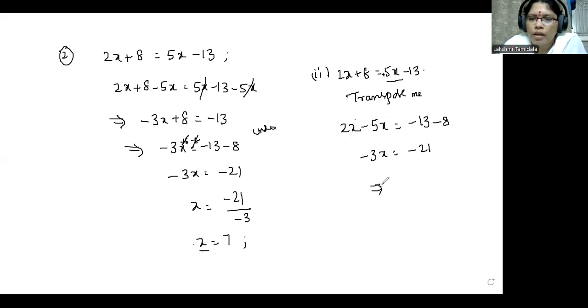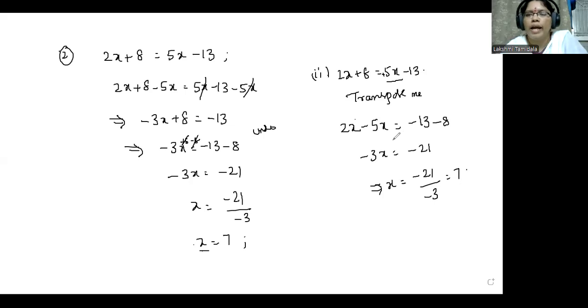This implies, so here we take 3 from this side to this side. Here this is getting multiplied. If this goes from this side to this side, that becomes division. So x is equal to, here it is multiplying, so it divides on this side, which is equal to 7.